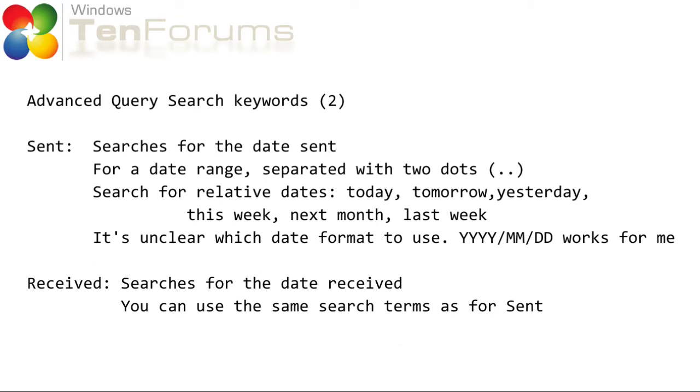You can also search the date fields for sent and received. Now because they are date fields, you can have a range of them, which you would separate with two dots. You can also search for relative dates such as today, tomorrow, yesterday, this week, next month, last week. The help also mentions something called past month, although that doesn't work for me.